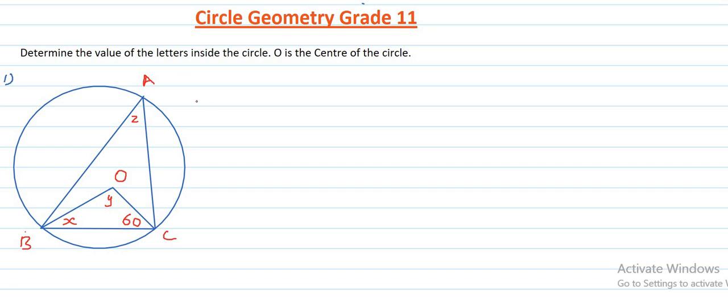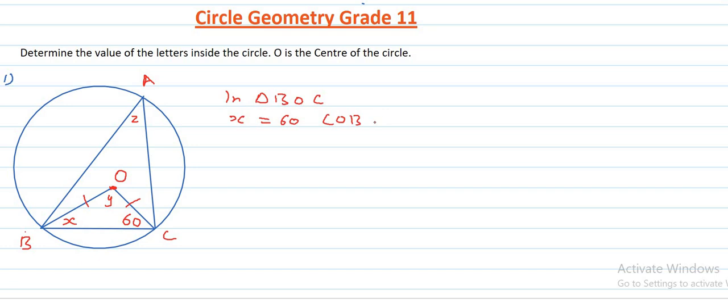Looking at our circle, we have OB and OC, which are the lines from the center to the circumference of the circle. And we know that any line from the center of the circle to the circumference is a radius, and radii are always equal. So in triangle BOC, angle X will be equal to 60 because OB equals OC, which gives us an isosceles triangle.